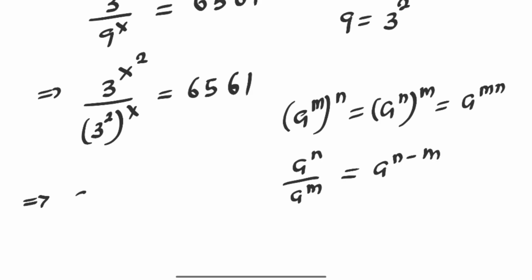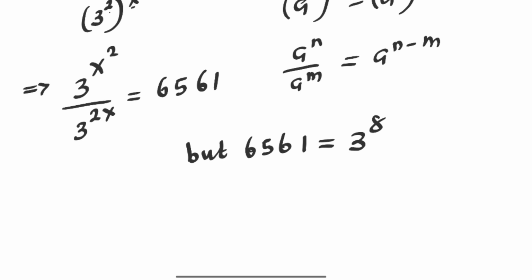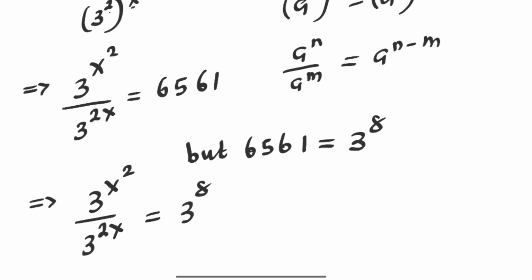Then we have 3 raised to power x square divided by 3 raised to power 2 multiplied by x. This is 2x is equal to 6561. But 6561 is equal to 3 raised to power 8. Then we have 3 raised to power x square divided by 3 raised to power 2x is equal to 3 raised to power 8.